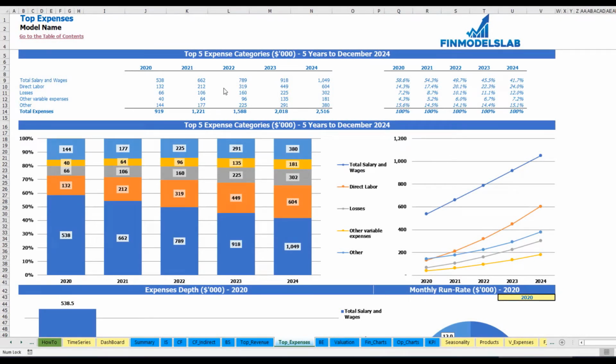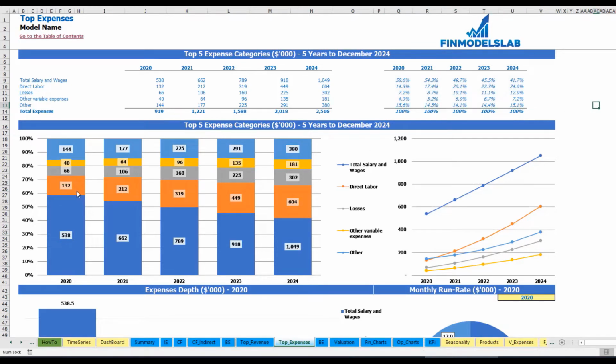On the top expenses tab, you may find the breakdown of top 4 expenses categories, and all other expenses collapsed into other category. You may see the breakdown of absolute values broken down by years with the total below, and also to the right you may see the percentage breakdown of these expenses.